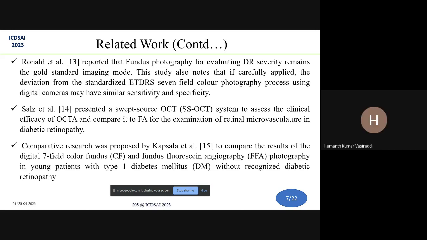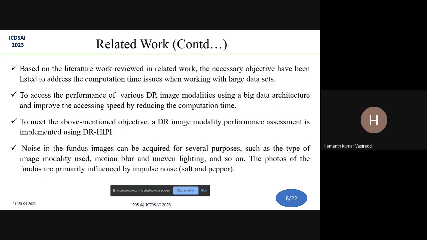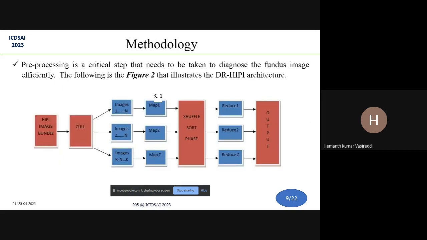Okay. So this is the related work on CFPs and OCTs as well as FA. And based on the literature, we have gone through the architecture. So this is our methodology, where we have taken the standard big data architecture with the MapReduce framework. A lot of work has been done with the existing MapReduce framework with respect to text data, but this HIPI architecture is one where we can process the images as well.